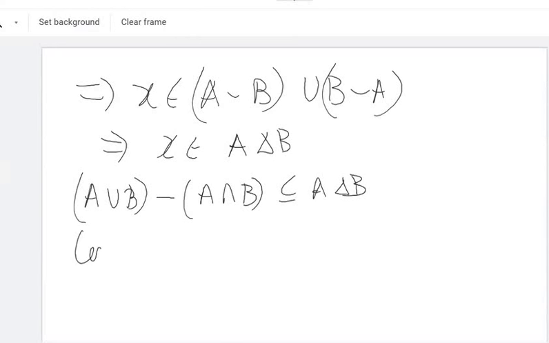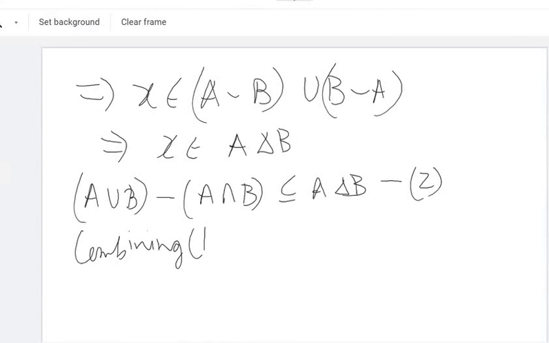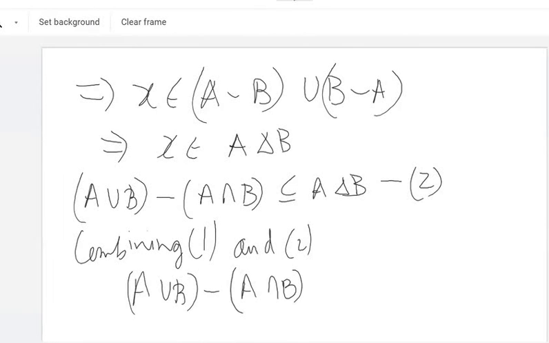So combining one and two, this is how typically these proofs are done in a formal way.